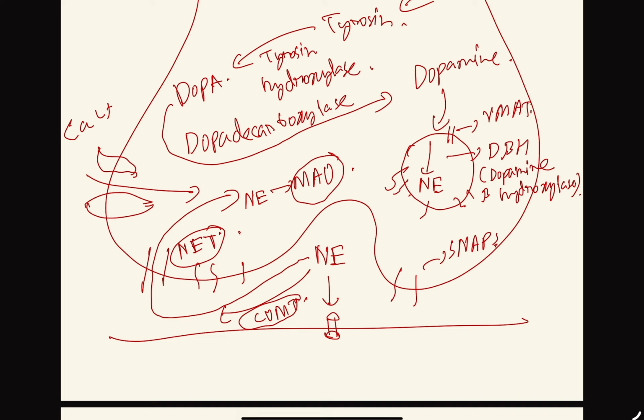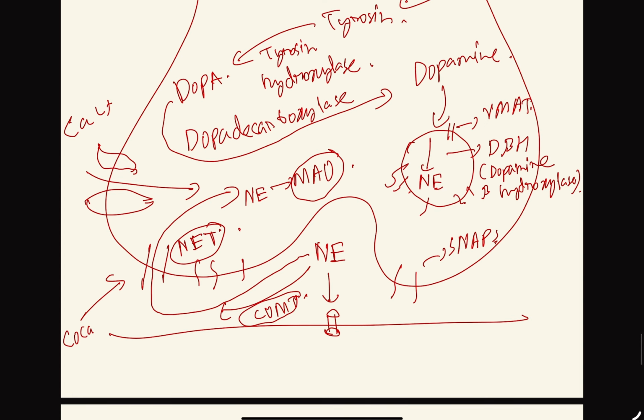Okay, monoamine oxidase. There are also some drugs that interfere with this transmission. There are cocaine and tricyclic antidepressants that inhibit the norepinephrine transporter. By inhibiting the norepinephrine transporter, they increase the concentration of norepinephrine in the synapse, so that it can act more and more on the receptors.